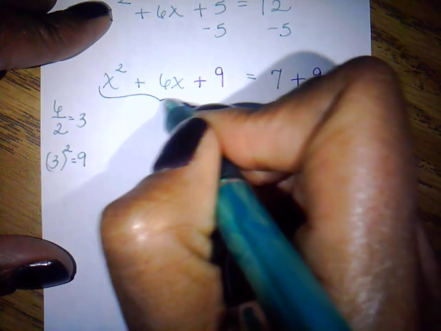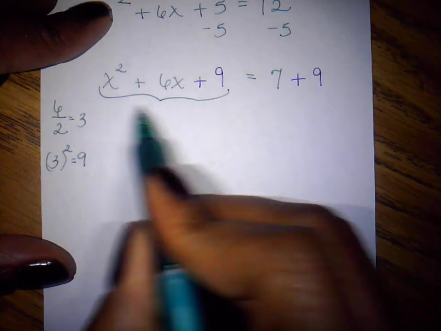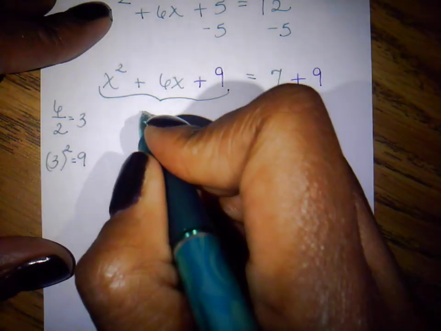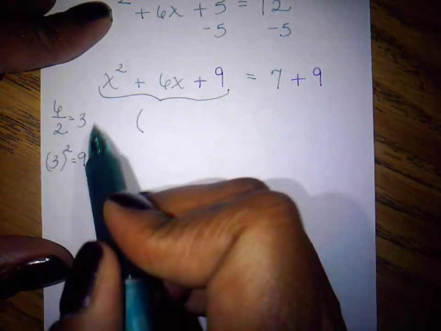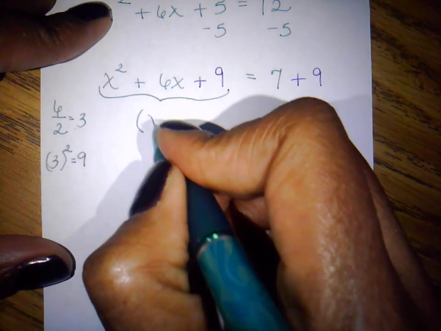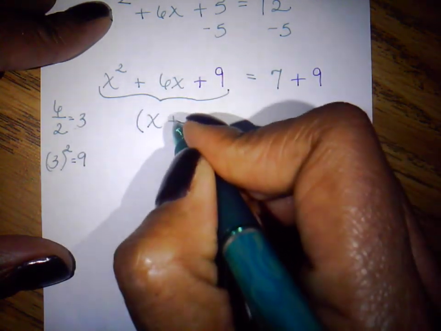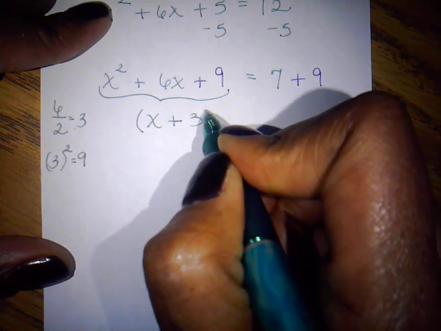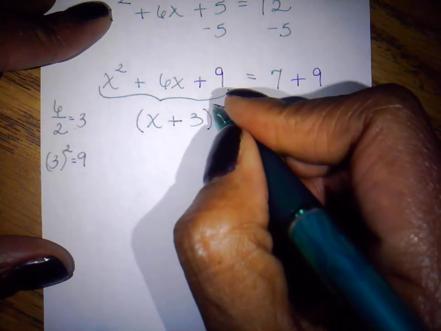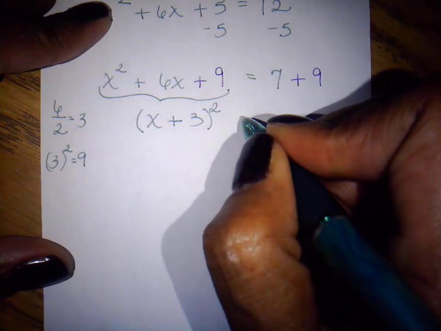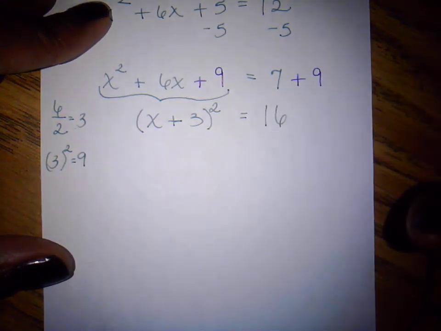This is now a perfect square trinomial. And the factorization of this trinomial is as follows. Remember what I said about us revisiting this. X plus 3. Whatever value you get right here is going to be your factorization for your perfect square trinomial. X plus 3 squared is equal to 16.